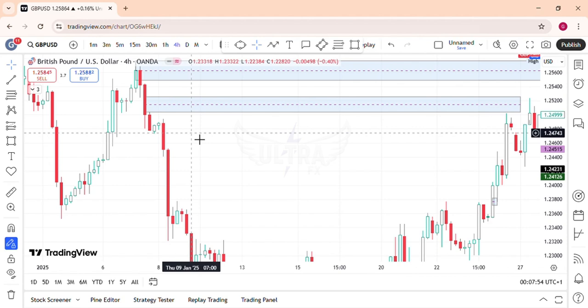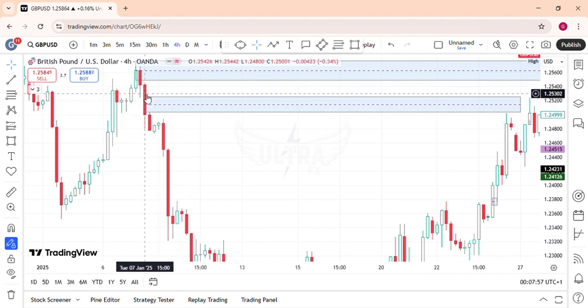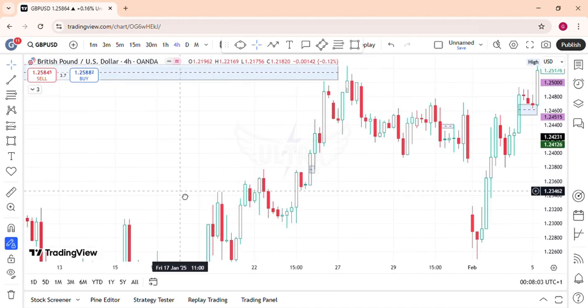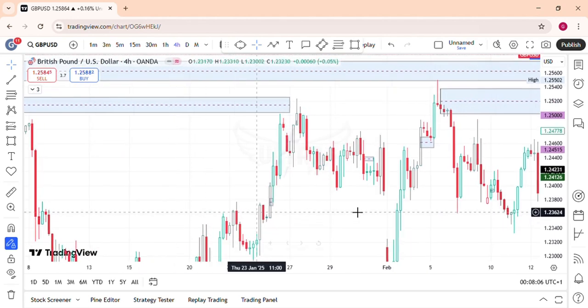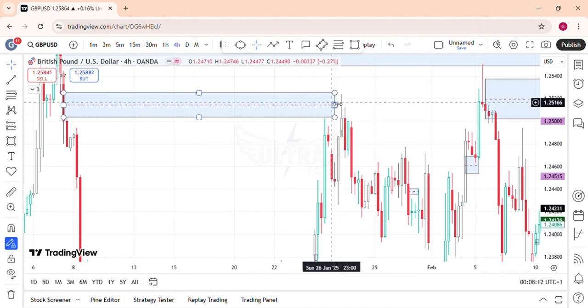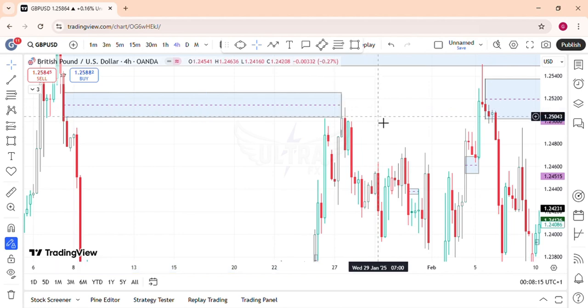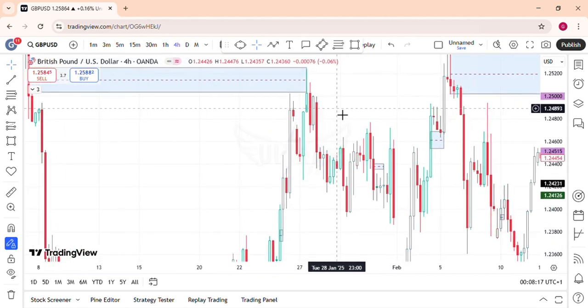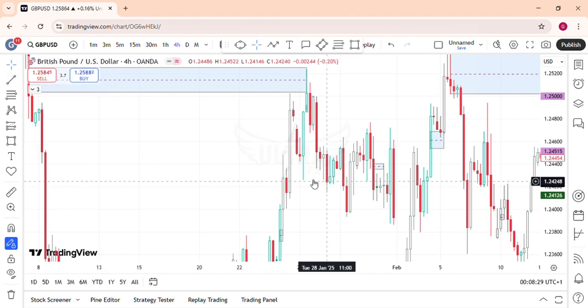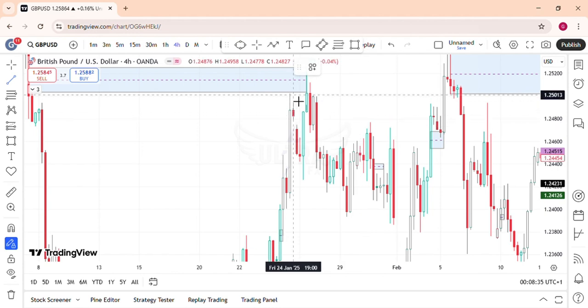So since I'm looking for the market to tap into this PDRA, this fair value gap, I'm going to be expecting to see a valid setup right there. So you can see the market tapping into the fair value gap here. So the next thing for me is to look for a break of market structure, and you can see a break of market structure is visible right here. So we have the market going down and tapping it, also taking this previous high.